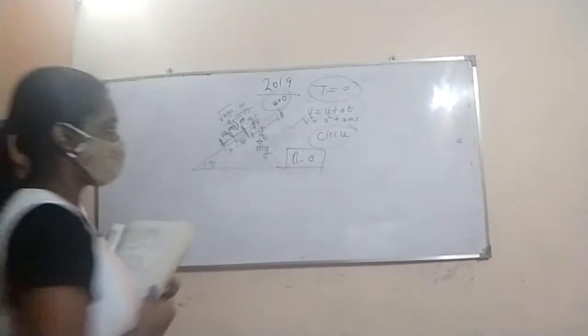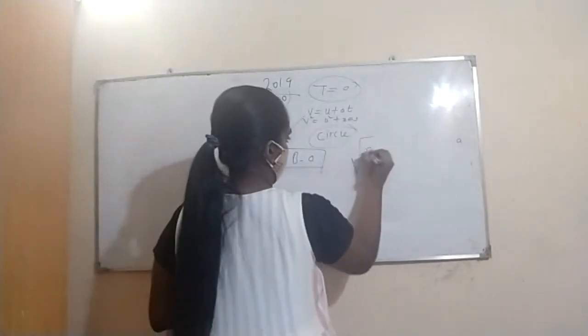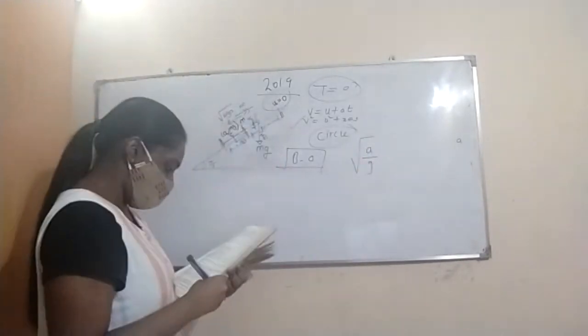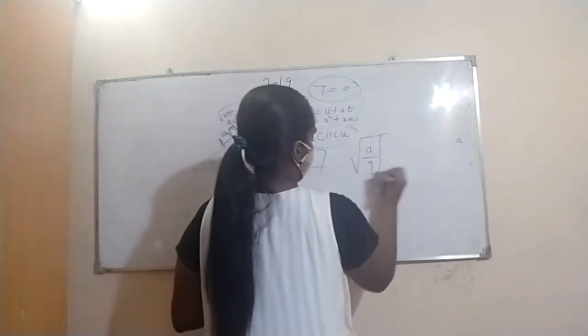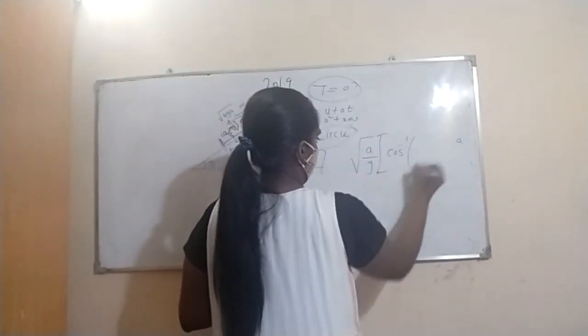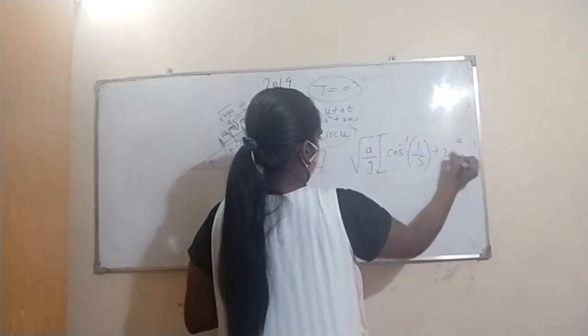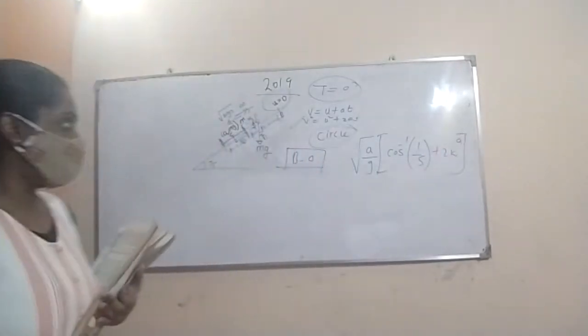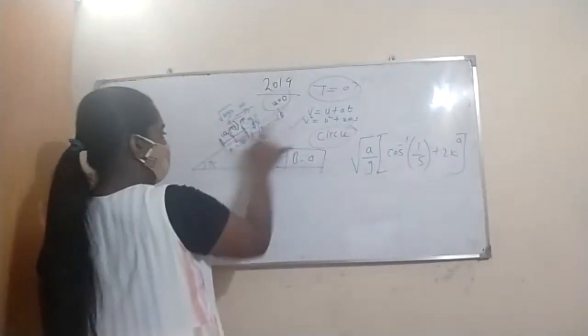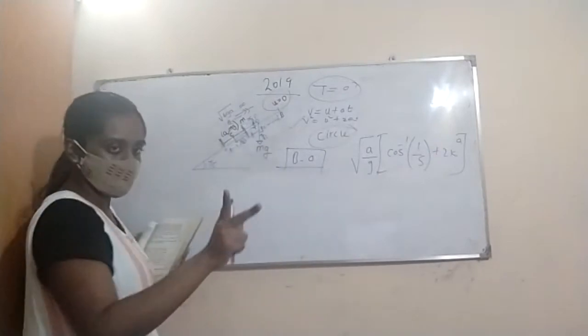What you have to show is that the total time taken is square root of A over g into (cos inverse 1 over 5 plus 2K). So how to show this? From B to O, you can split this into two.